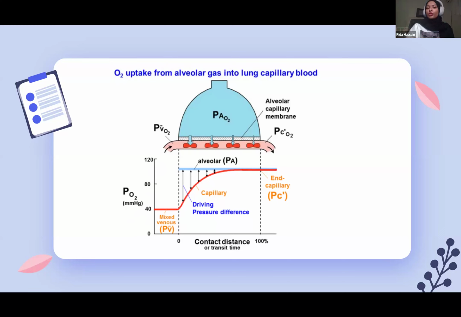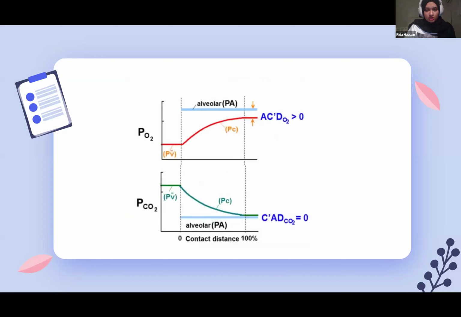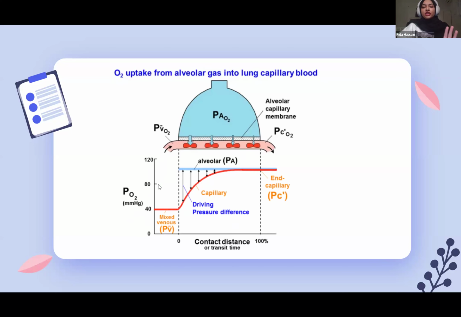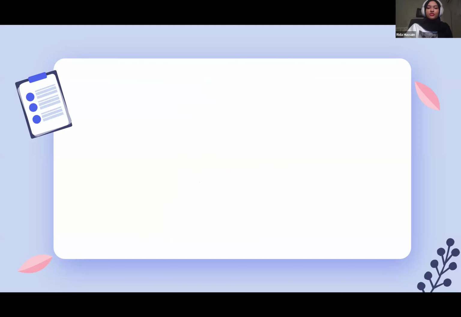Okay, this is the normal graph, right? Moving on. Again, this is the normal graph. But over here, you can see the ideal value is that the end capillary partial pressure should be equal to the alveolar partial pressure of oxygen, but that is realistically not the case because of different factors.